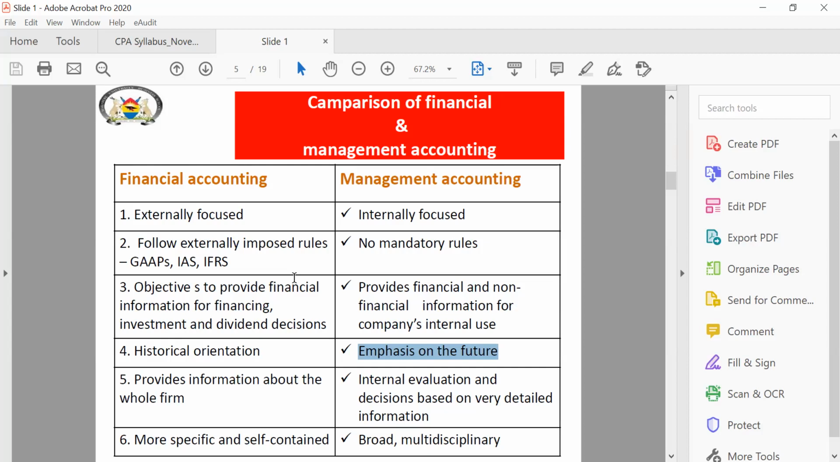So that is what we have. And then, of course, lastly, financial accounting is more specific and self-contained, because we have a framework which we use to report, and the framework is composed of these different rules. Management accounting is limitless, much broader, multidisciplinary. We are now speaking about technology advancement and so on, which you will not find in financial accounting, okay? So I wanted to comment basically on these differences.